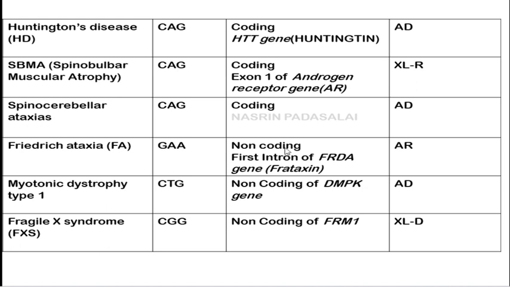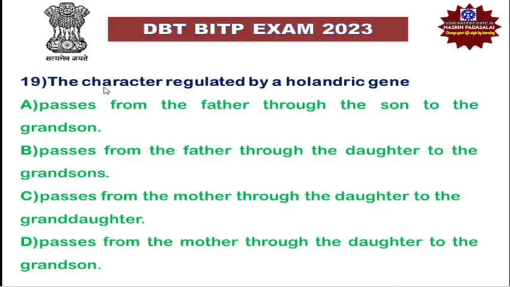Here I have given you the inheritance pattern. Only Friedreich ataxia follows an autosomal recessive pattern. The rest, like Huntington disease, spinocerebellar ataxia, and myotonic dystrophy, follow an autosomal dominant pattern. Two diseases follow an X-linked pattern: Fragile X syndrome follows an X-linked dominant pattern, and spinobulbar muscular atrophy follows an X-linked recessive pattern.